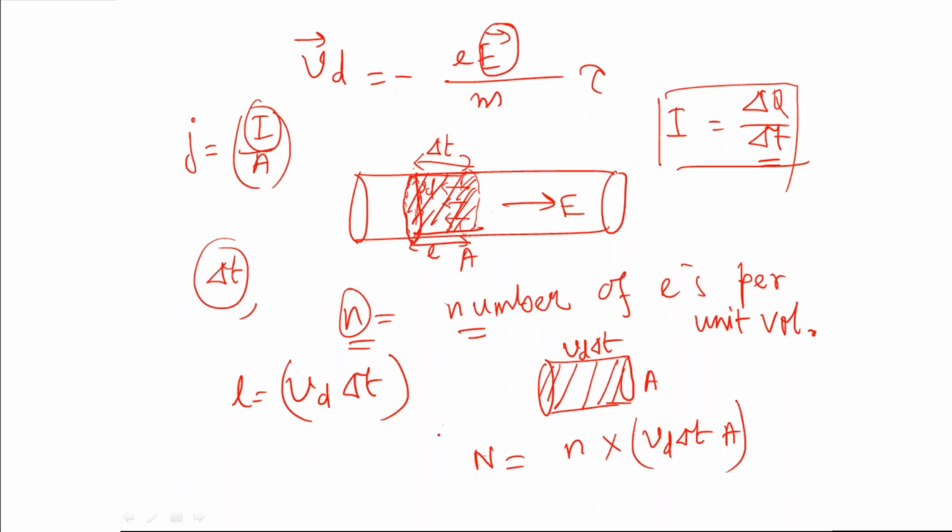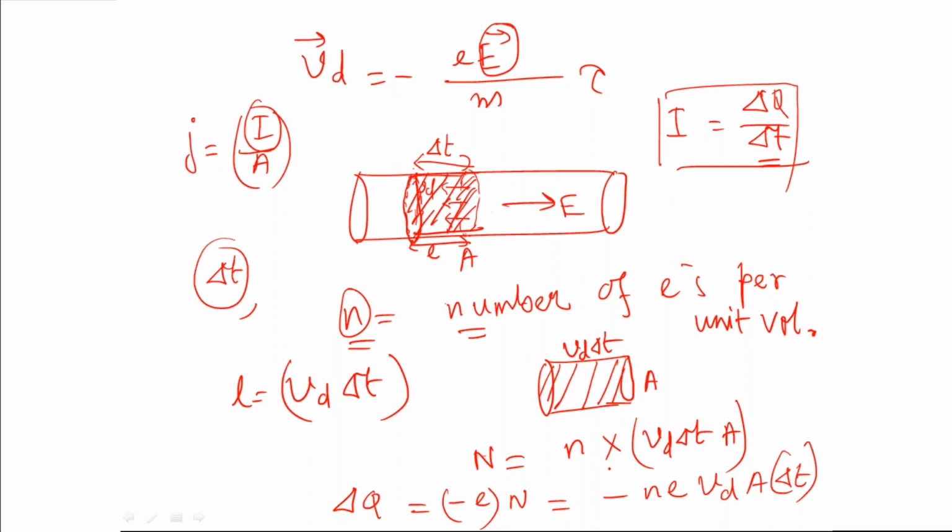So if I want to know the total charge dq in delta t time, I am taking a negative sign for the electronic charge, and these many electrons are there. So this is the total charge. Do you agree with me or not? Then you get minus n into e into vd into area into delta t. This is the total charge crossing this area perpendicular to the electric field, in the opposite direction, in delta t time.